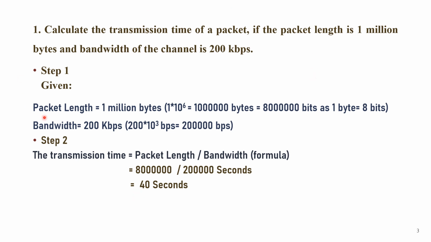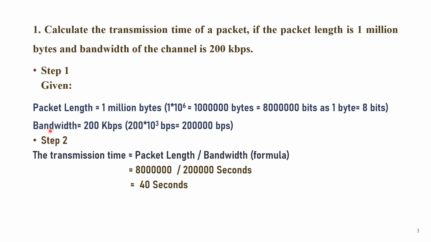So what is the packet length? The packet length given here is 1 million bytes. How can we represent 1 million bytes? 1 million bytes can be represented as 1 into 10 to the power of 6. We can write this as 1 followed by 6 zeros bytes. And you all know that 1 byte is equal to 8 bits. To convert this number of bytes into bits, you just multiply it by 8, and you will get 8 followed by 6 zeros. So now your packet length is 8 followed by 6 zeros bits.